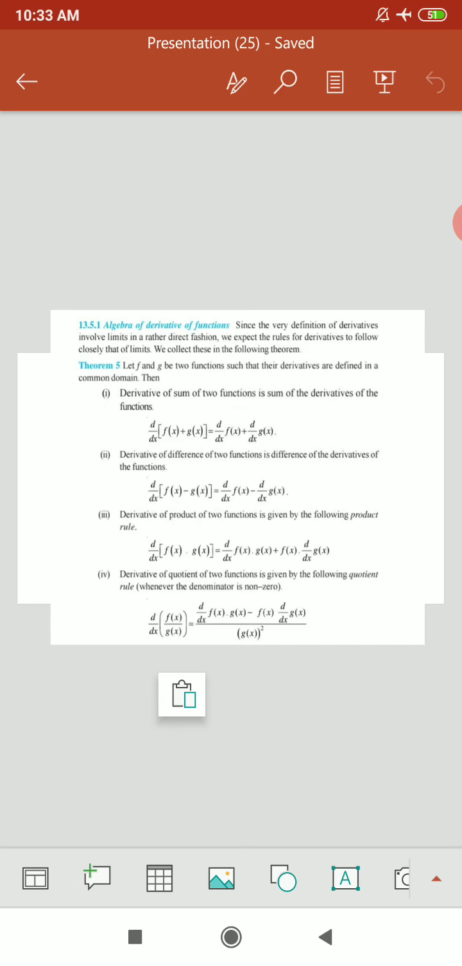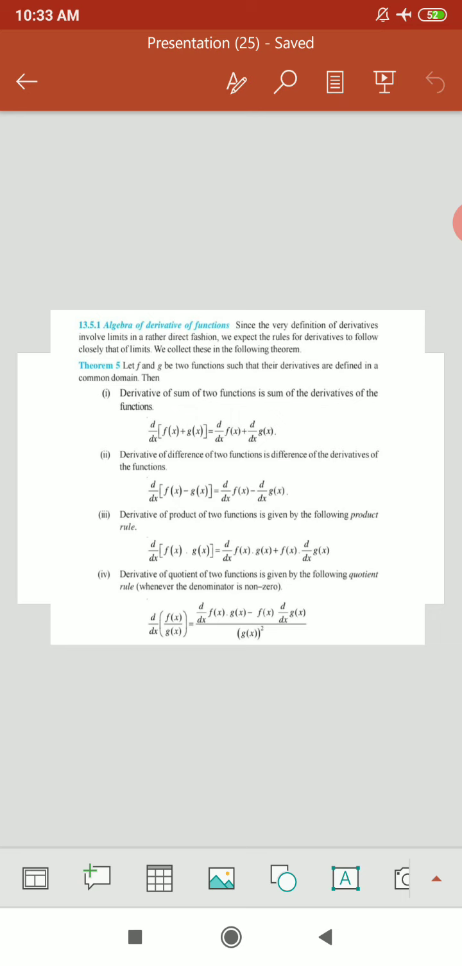That means if we have two functions u and v of x, then (uv)' is equal to u' into v plus v' into u. That means derivative of first function multiplied by second function plus first function into derivative of second function.